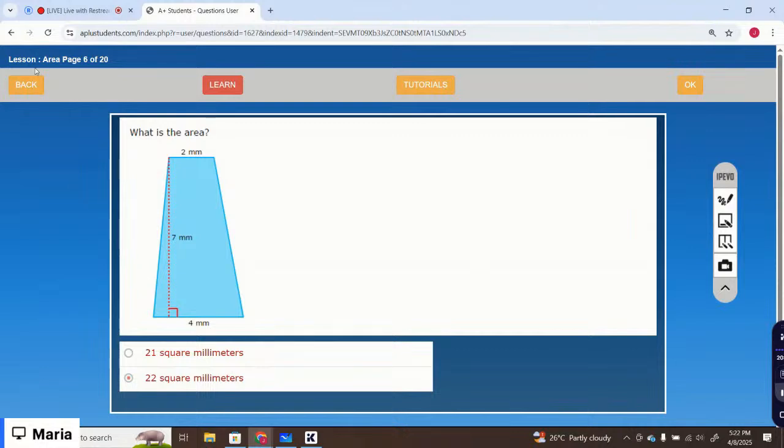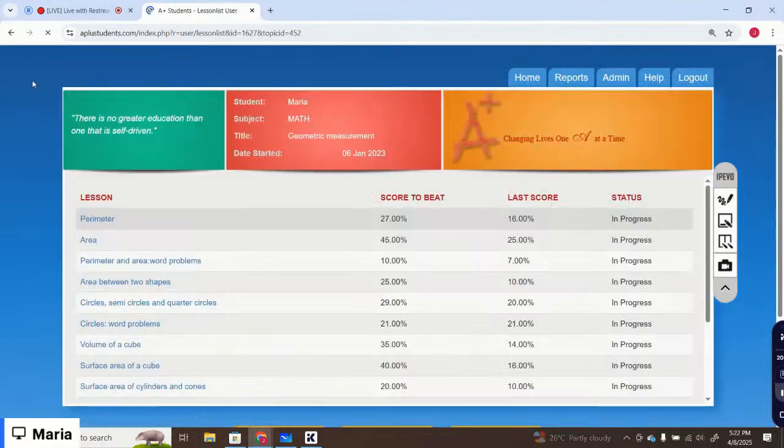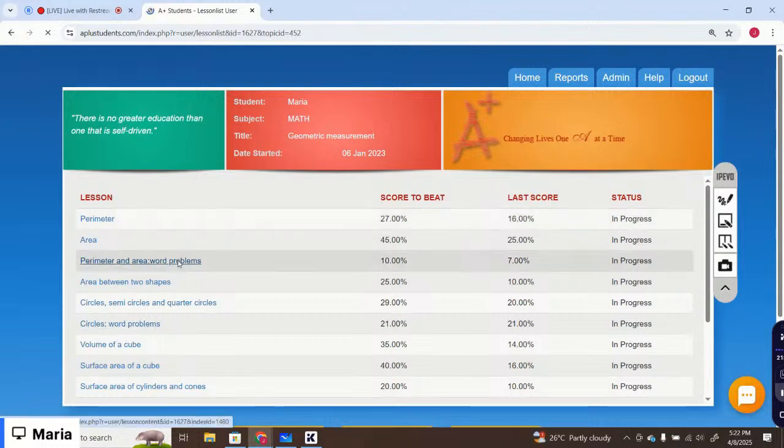That is 22 square millimeters. Okay, you can complete the lesson by yourself for today. Let me just move on to the next lesson. And the next lesson is perimeter and area word problems. Let's just start with the lesson.